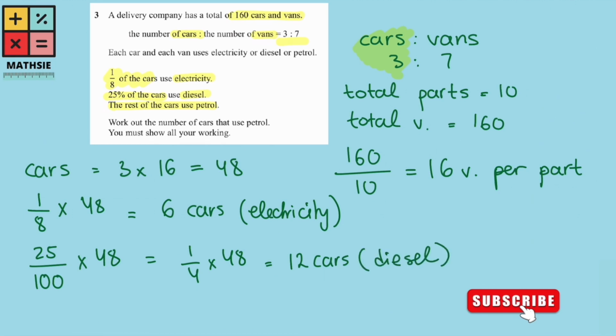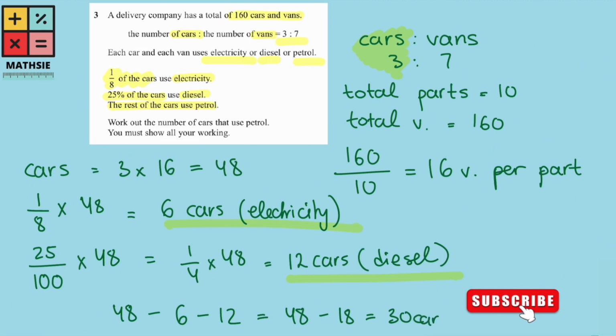We are almost done because we know that the cars can use electricity, diesel, or petrol. But if I know the electricity and the diesel and I know how many cars there are together, I can figure out the petrol ones. So that would be 48 minus the electricity ones minus the diesel ones. We know that minus 6 minus 12 gives me minus 18. So 48 minus 18, that's just 30 cars that use petrol. And I'm done because that would be my answer as I'm asked how many cars use petrol. This was question 3, where the total is 5 marks.